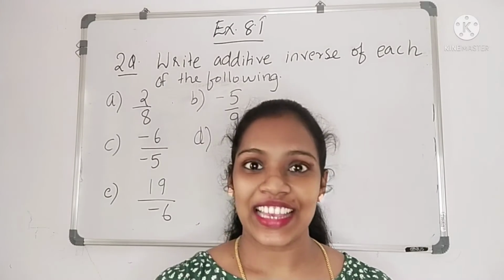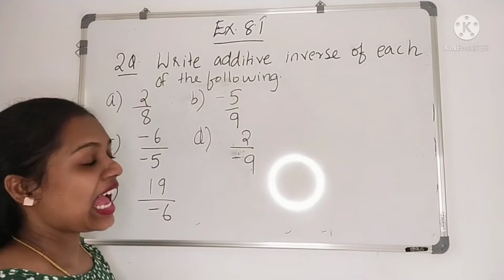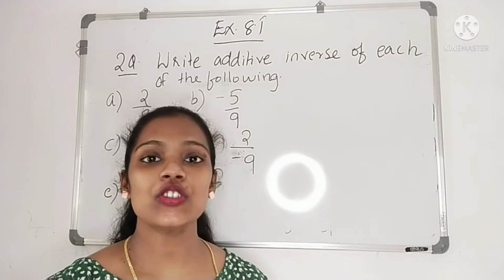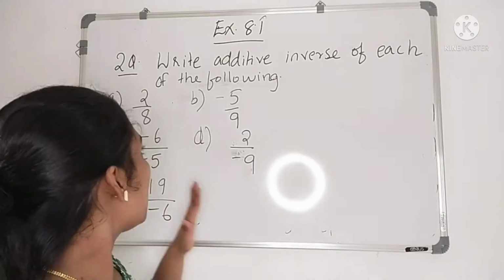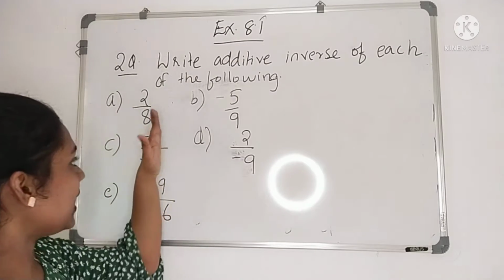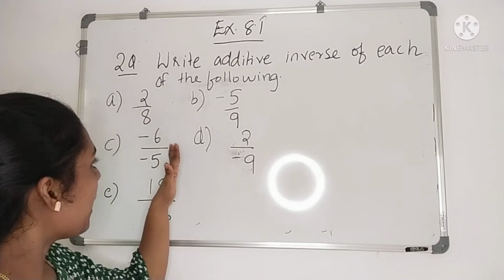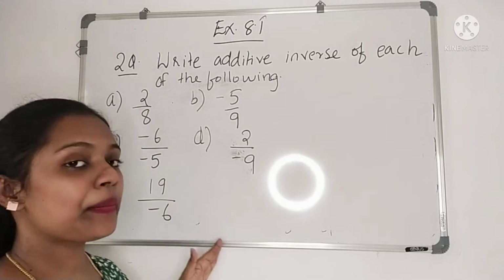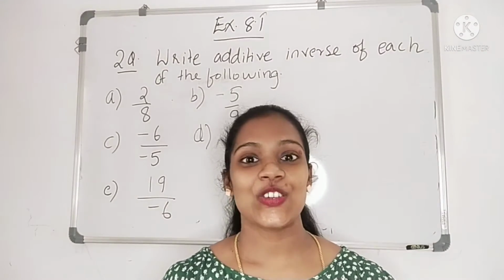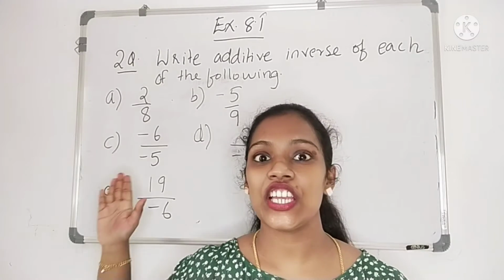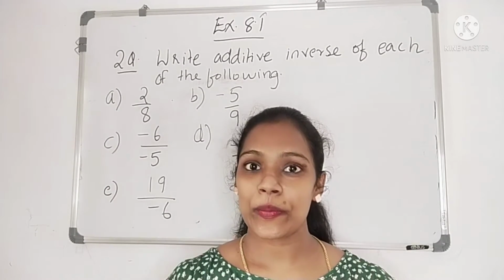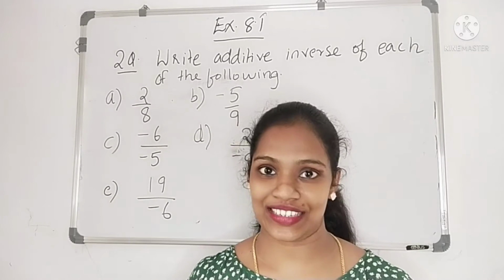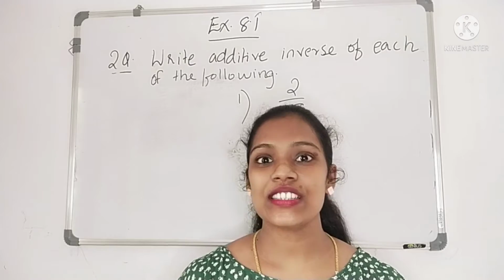Our second question is, write the additive inverse of each of the following. Some numbers are given here: 2 by 8, minus 5 by 9, minus 6 by minus 5, 2 by minus 9 and 19 by minus 6. So let's find the additive inverse of each of the following numbers. One by one we will take each example and find the additive inverse. I will start with the first question.